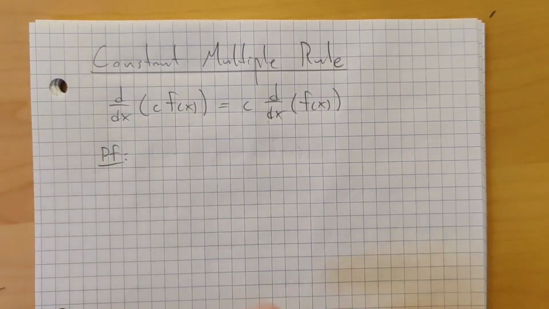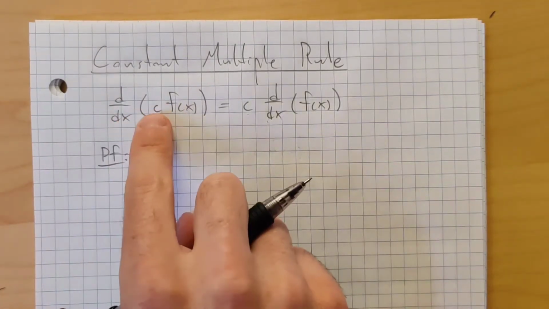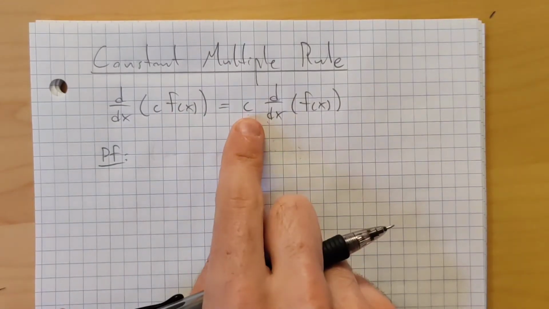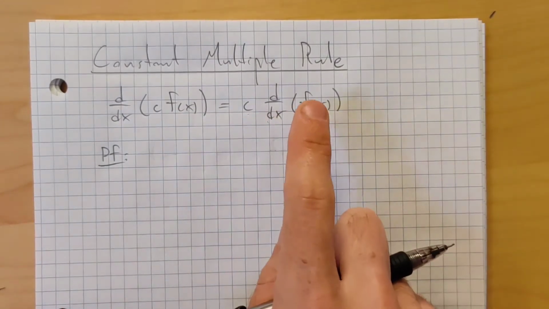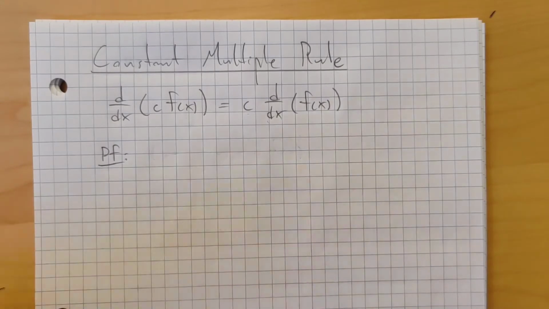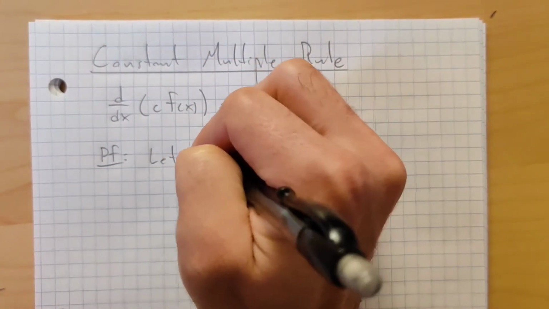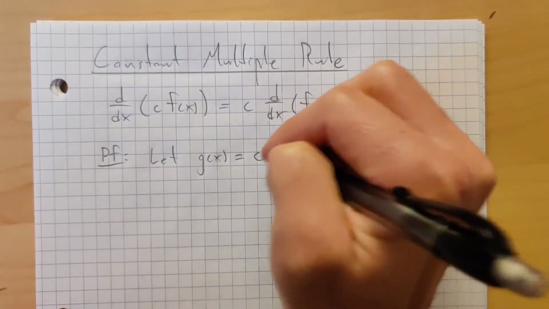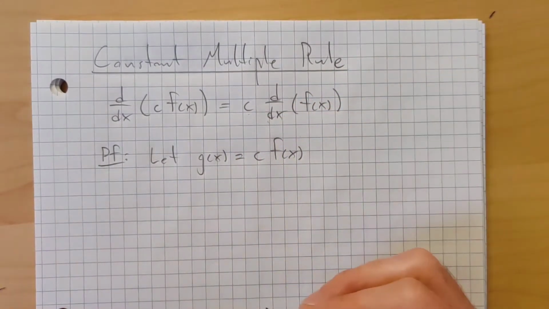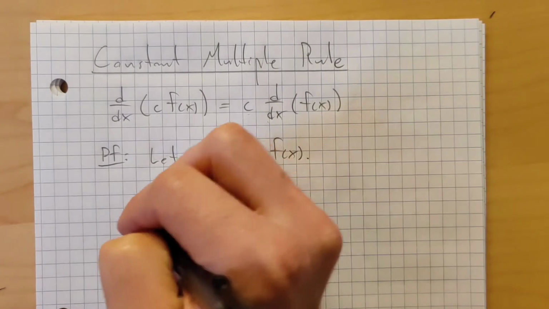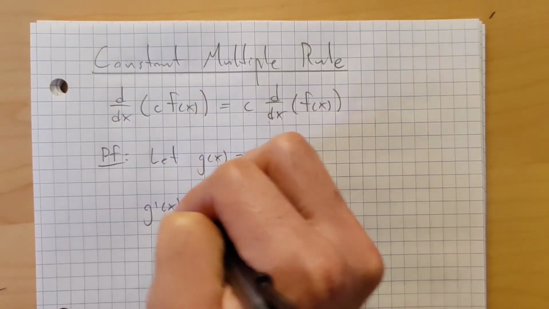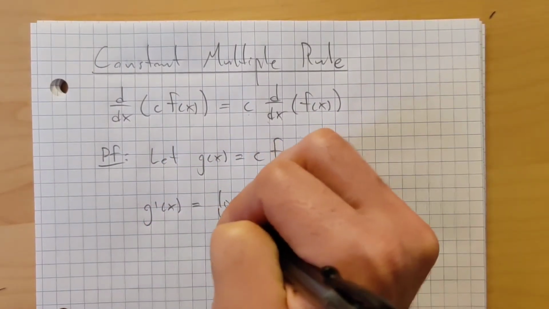The constant multiple rule says that if you take the derivative of a constant times the function, you can just leave the constant where it is and take the derivative of that function that follows. So to prove it, let's let g of x be a constant times f of x. And now we're going to take the derivative of g, which, as always, uses the definition.